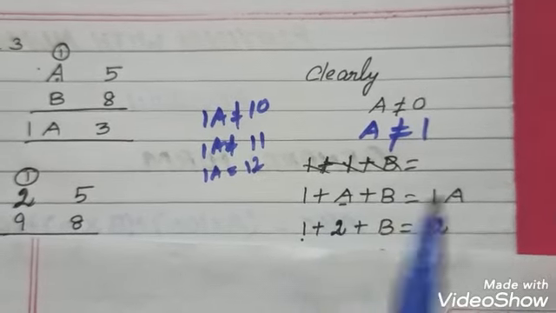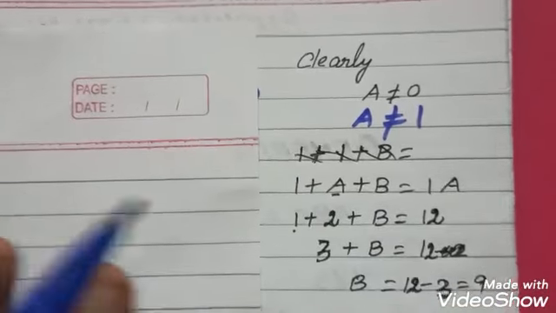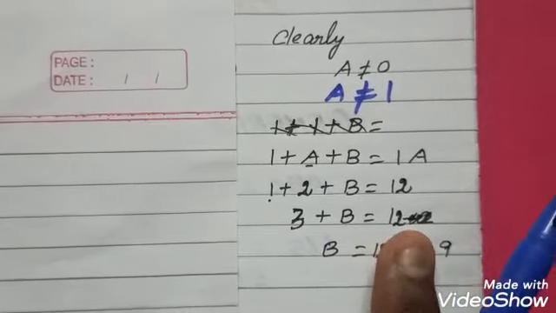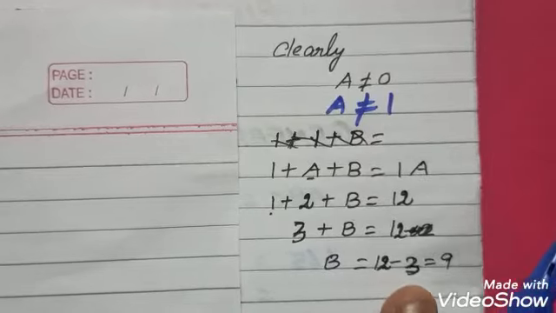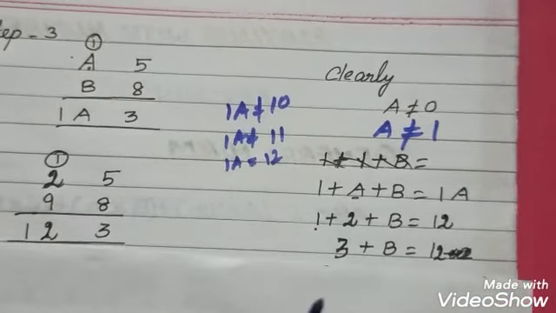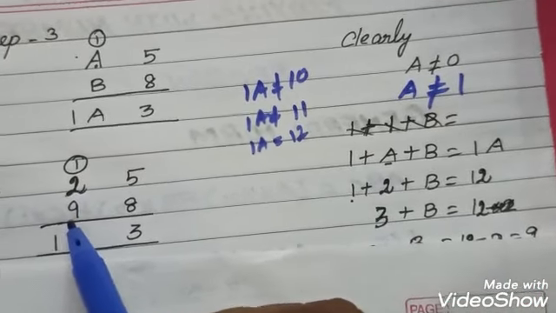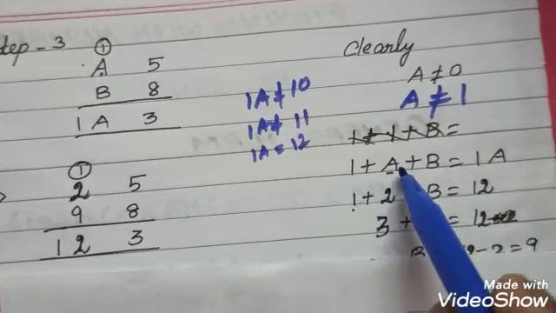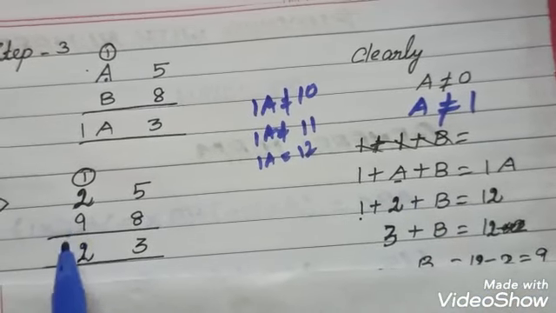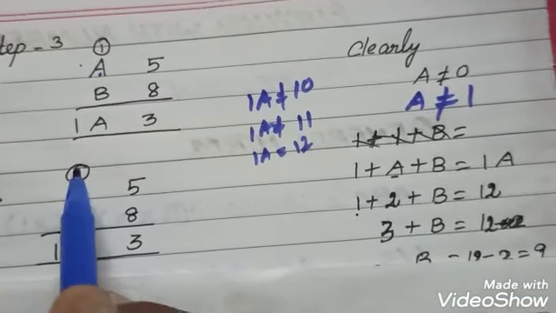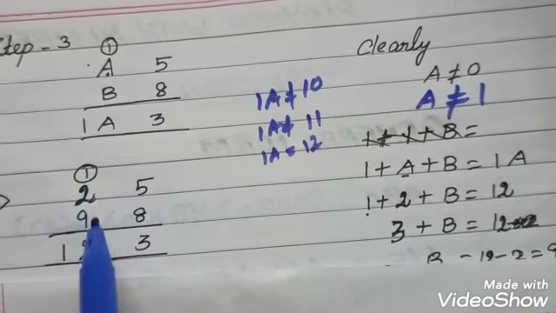So 1 plus 2 you get 3. So 3 plus B is equal to 12. B equals 12 minus 3, which is equal to 9. So instead of B I have to substitute 9, and instead of A we take 2. So I will substitute here. Carry over 1. 9 plus 1 is 10, plus 2 is 12.